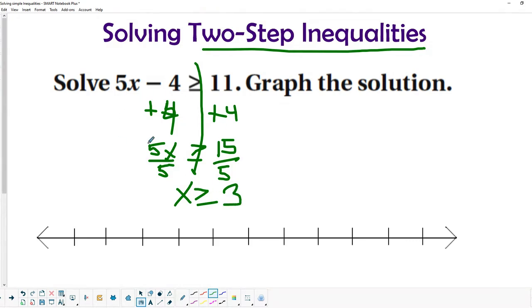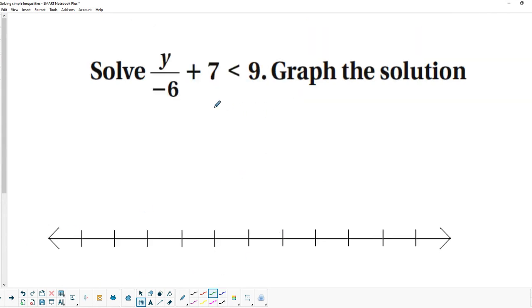You see, I just add, subtract, multiply, divide the same numbers like I would if this was an equation. And then down here, I can decide at this point where 3 is going to be on my number line. And in this case, it's going to be a closed circle because it's greater than or equal to. And all the x values that are greater than or equal to 3 would be off to the right like that. Okay. How about this one?